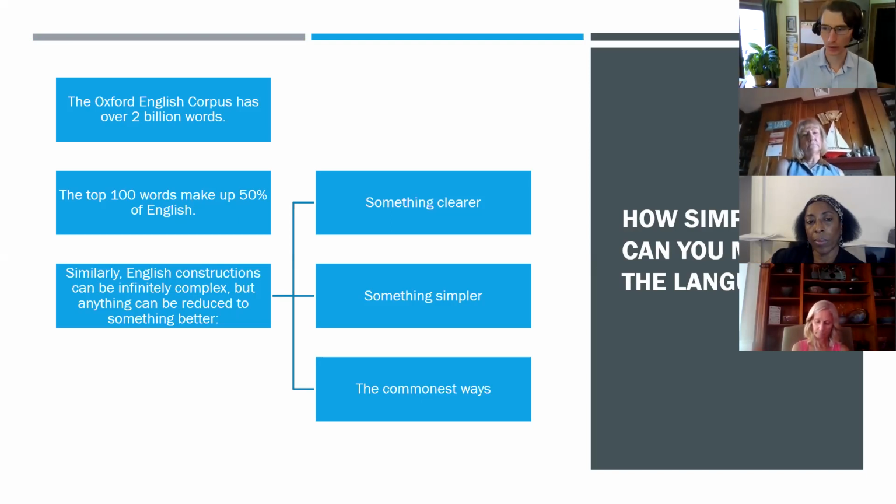Continuing with that idea, if there's 2 billion words, English constructions, which is the full sentences and the paragraphs, those can be infinitely complex. I don't think you can put a limit onto the possible combinations you can make in English. But any sentence, I think, can be reduced to something better. And by better, I mean something clearer, something simpler, or, and this is probably the easiest for us, the commonest ways. So even if there's something very simple, we might know, oh, we say it this way in English.